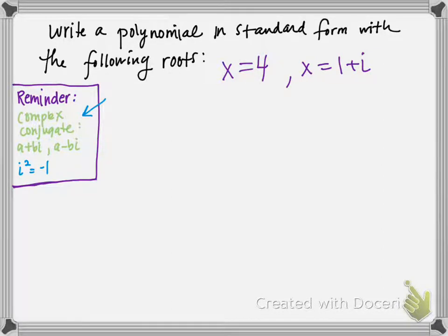For this example, we're going to be writing a polynomial in standard form with the following roots: x equals 4 and x equals 1 plus i. I notice that one of the roots is a complex number because of the imaginary unit i. So every complex root comes in a pair.